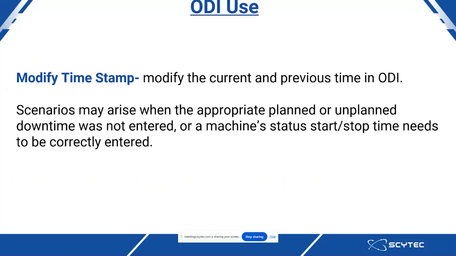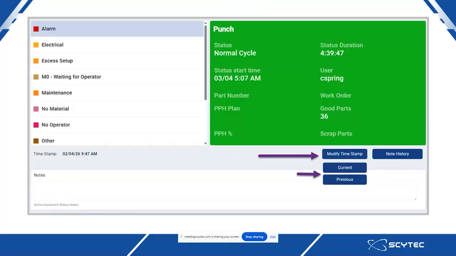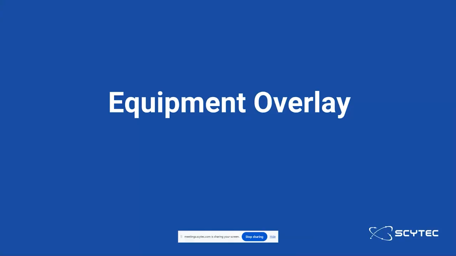We also have the modified timestamp feature, which modifies the current and previous time in the operator data interface. This is used for scenarios that may arise when the appropriate planned or unplanned downtime was not entered, or a machine status start and stop time needs to be correctly entered. Right underneath that large equipment card, you can see the modified timestamp, where you can go to a current machine status or a previous one, and you can backfill that so that you get the most accurate reported information possible.